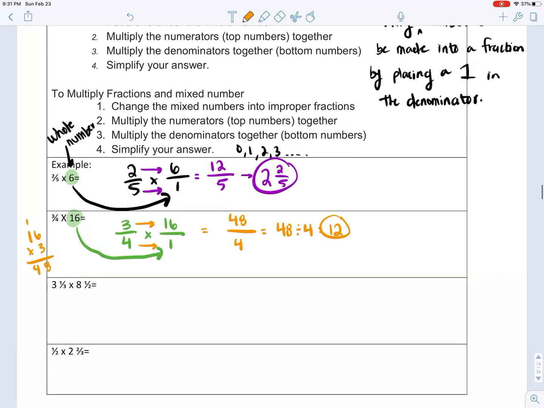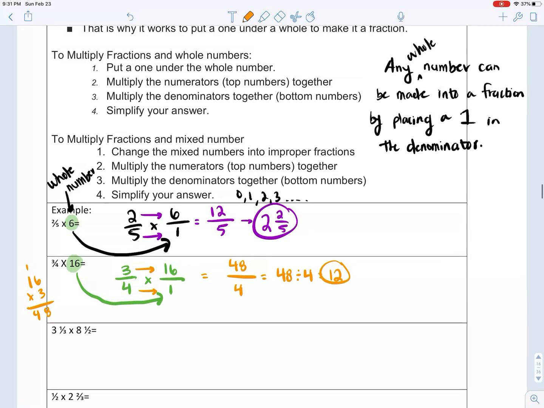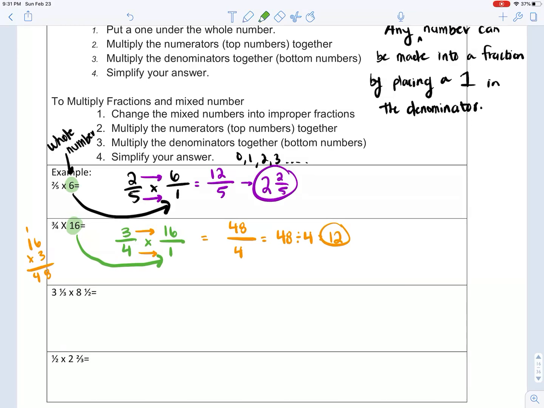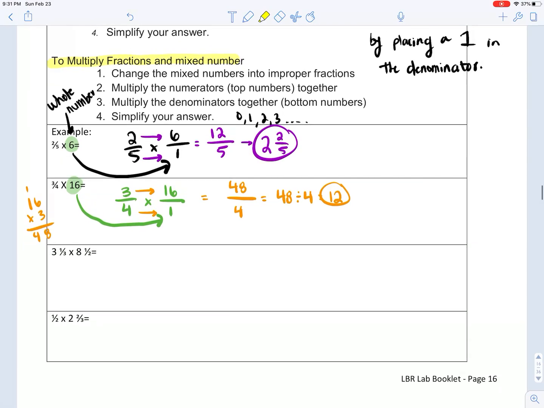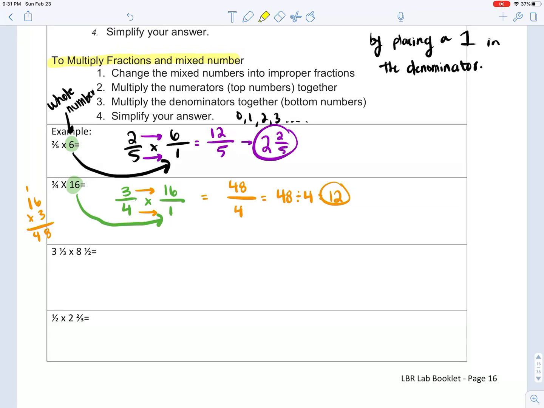Let's take a look at some mixed numbers. Here we give you some steps to help you multiply mixed numbers and fractions together. The first step is to change the mixed numbers into improper fractions.